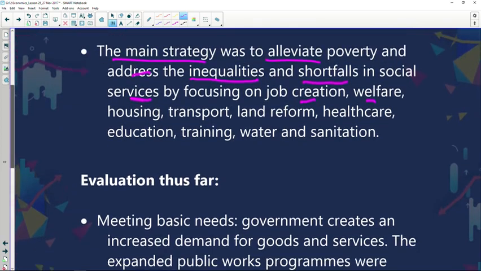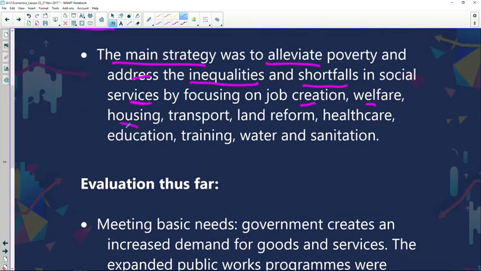Okay, so housing, transport, land reform, healthcare, education, training, water, and sanitation. These were the important issues around this policy because it wanted to address the inequalities that exist in society and also the shortfalls in terms of service delivery, by focusing on job creation and welfare and housing and so on. So that was the main strategy of this policy, which is called the RDP.